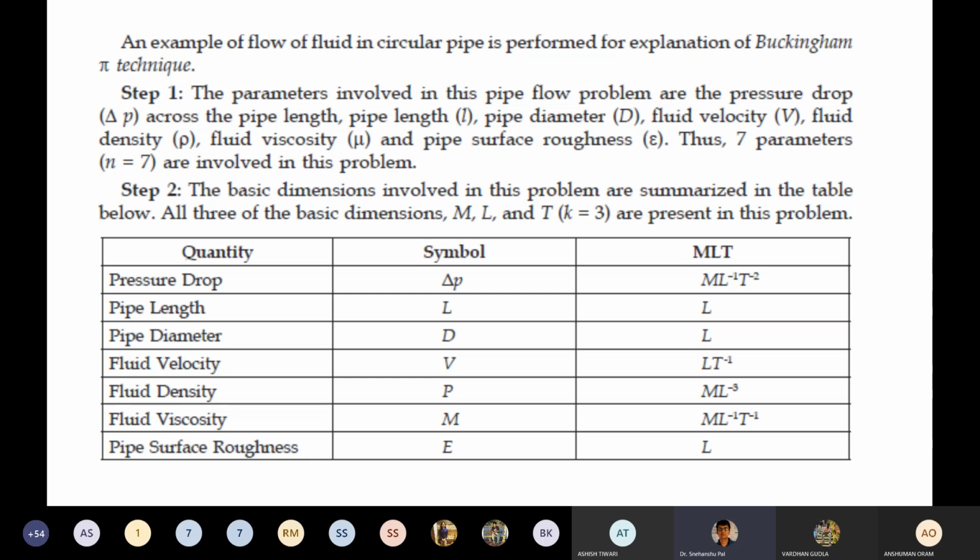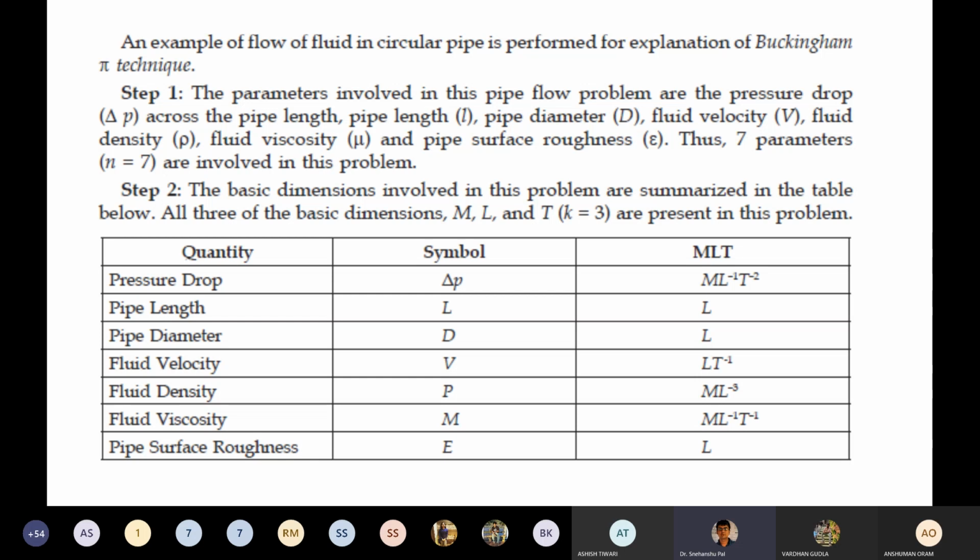And pipe length is a very important parameter, otherwise you cannot understand how far lengthwise the fluid will flow. Then pipe diameter is very important. If you reduce the diameter, pressure will increase because of the volume-pressure relationship. Then fluid properties: fluid velocity, fluid density, fluid viscosity. And there should be friction, which comes into play and is taken care of by the pipe surface roughness.